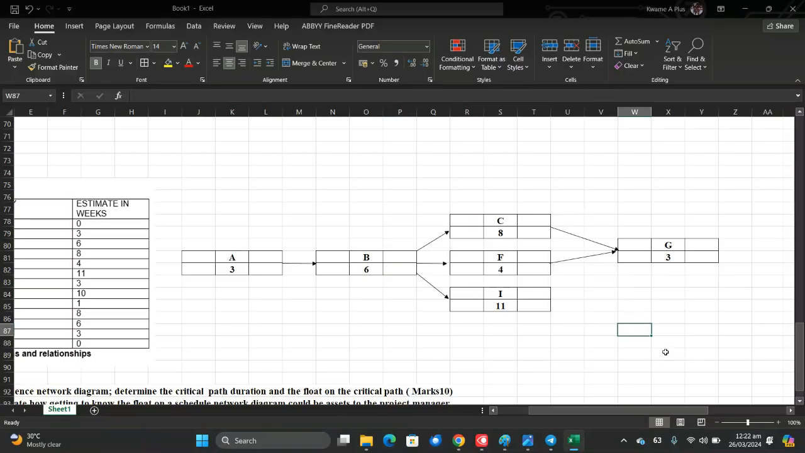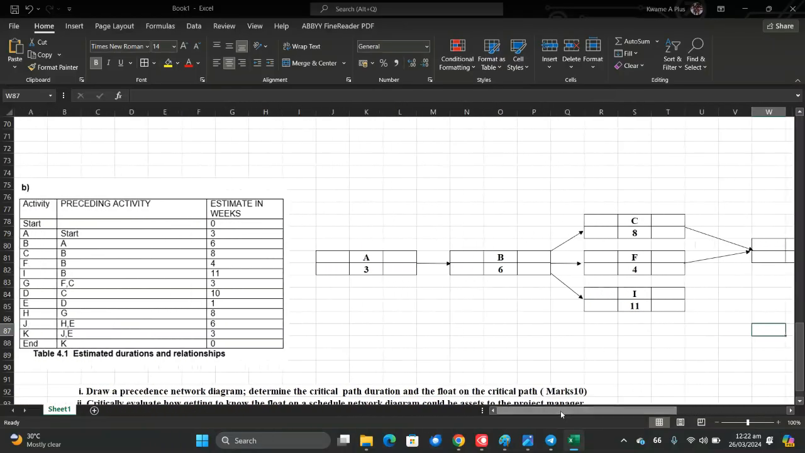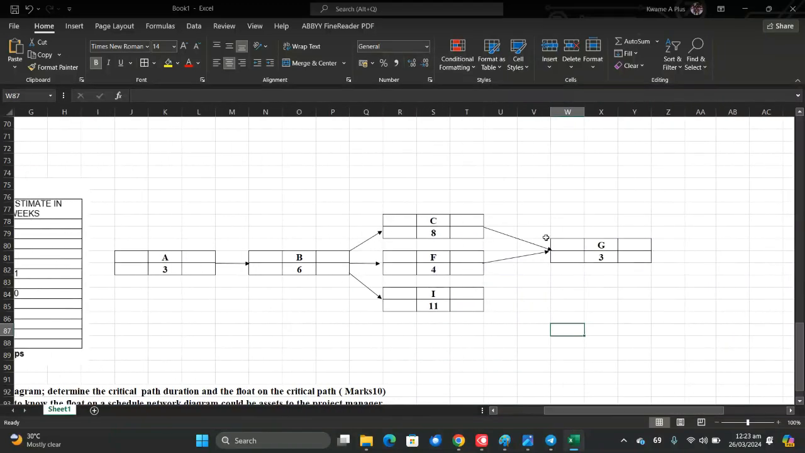Okay, yeah, I think so far that is what we've done. Yes, C and F precede what? Yes, J. And then C precedes D. C precedes D. Okay, C precedes D.